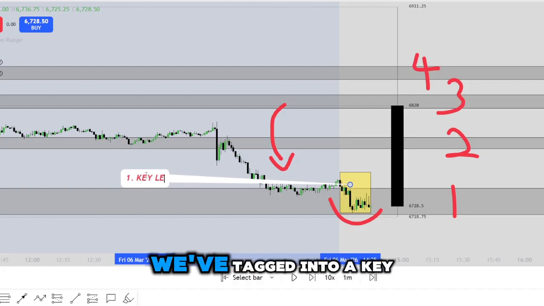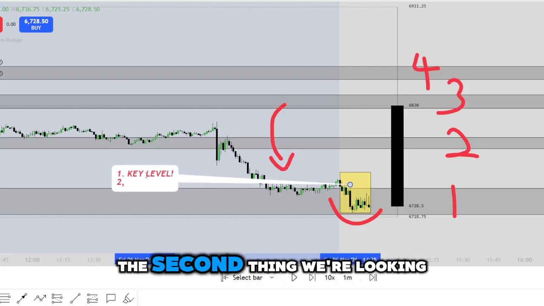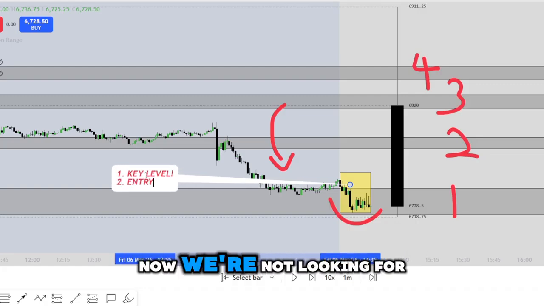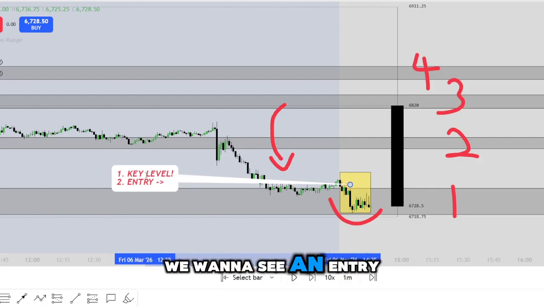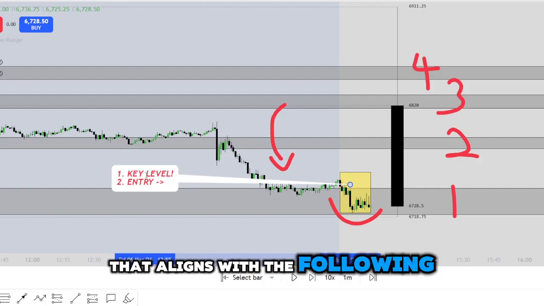That's very good. We've tagged into a key level, right? The second thing we're looking for is an entry. Now, we're not looking for any old entry. We want to see an entry that aligns with the following criteria.